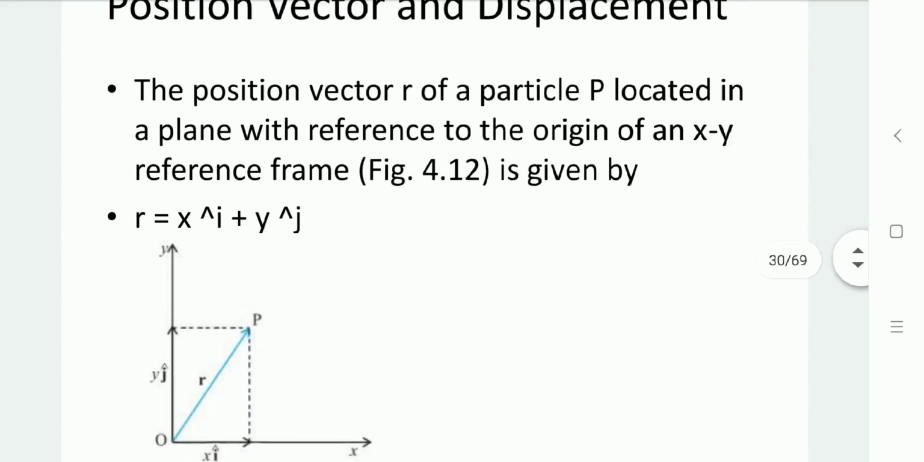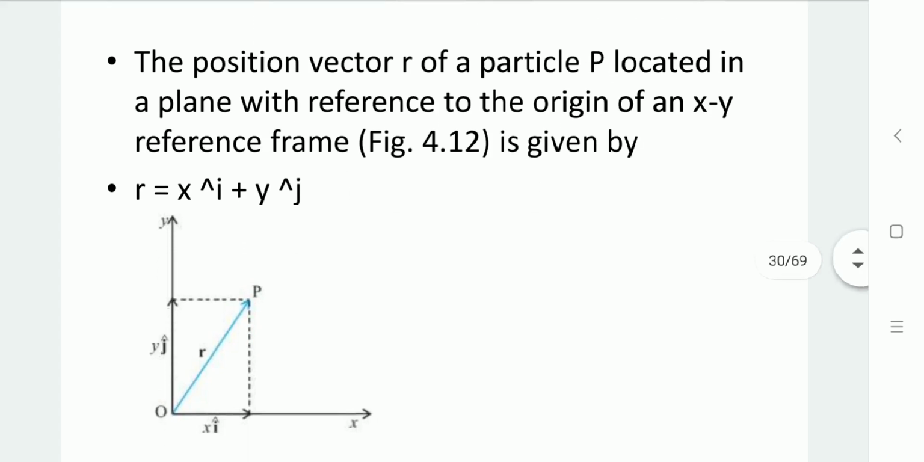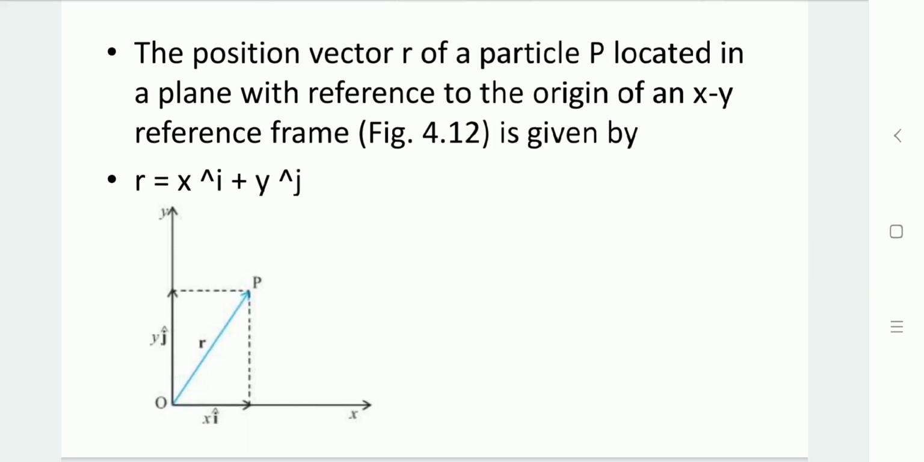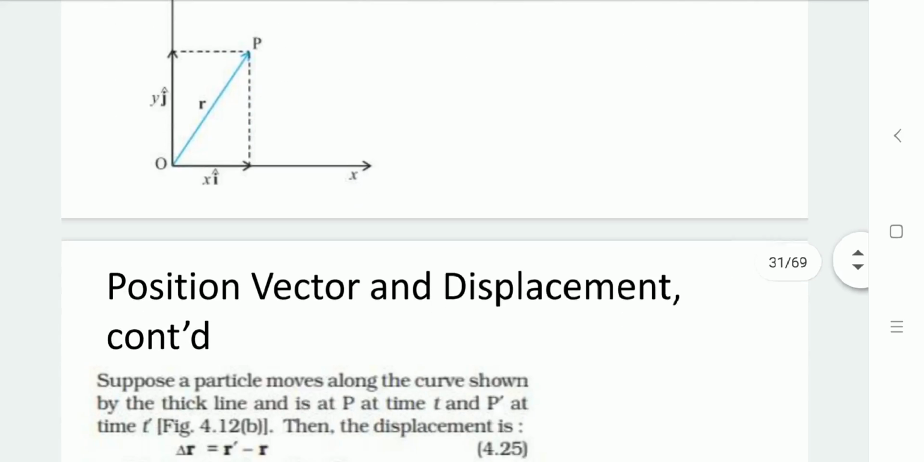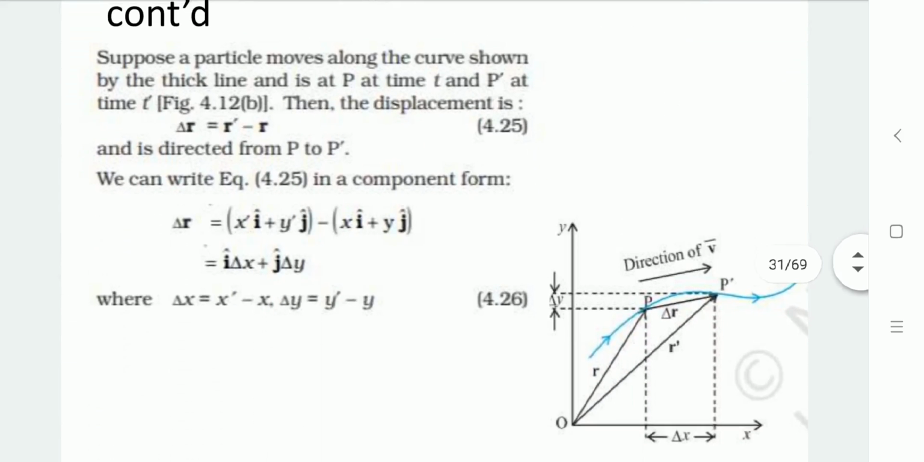So let us define a position vector and displacement. This position vector R of a particle P is located in a plane in the xy direction with the reference point origin O. So vector R defines the position vector between O and P. This vector has an x component, which is defined as x i, and a y component in the y direction, that would be y j.